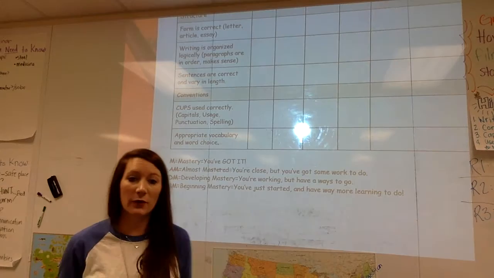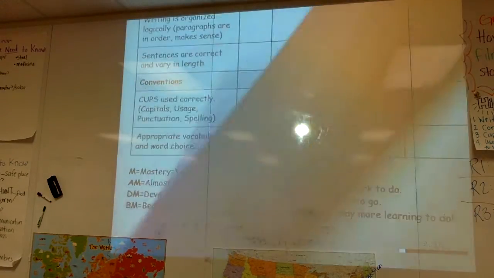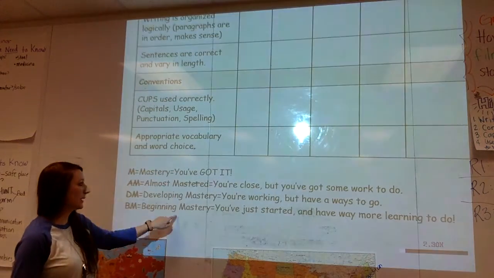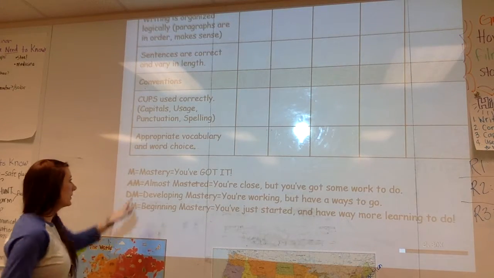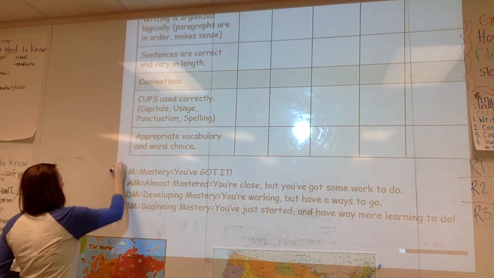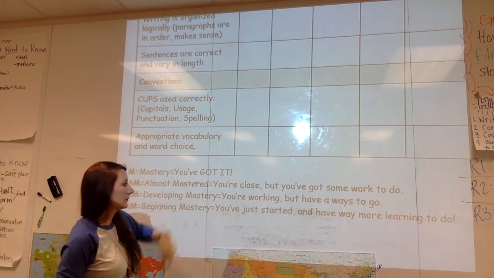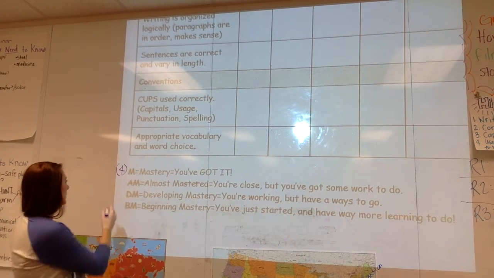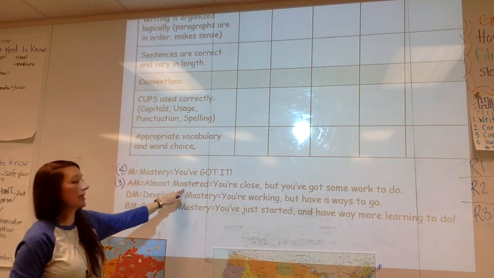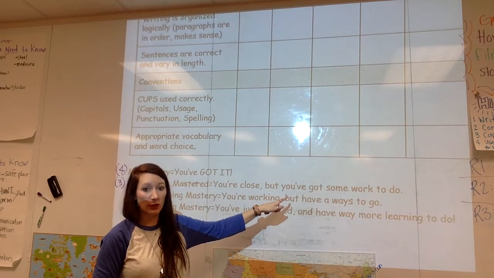You're going to use kind of a 4-point scale, and I'll zoom in on this. The way that you are going to grade your peer is by using this scale here. So the best score that you can get is an M for mastery. Think of that like a 4. It says mastery, you've got it. The next criteria is an AM, which stands for almost mastered or approaching mastery. You're close, but you've still got some work to do.